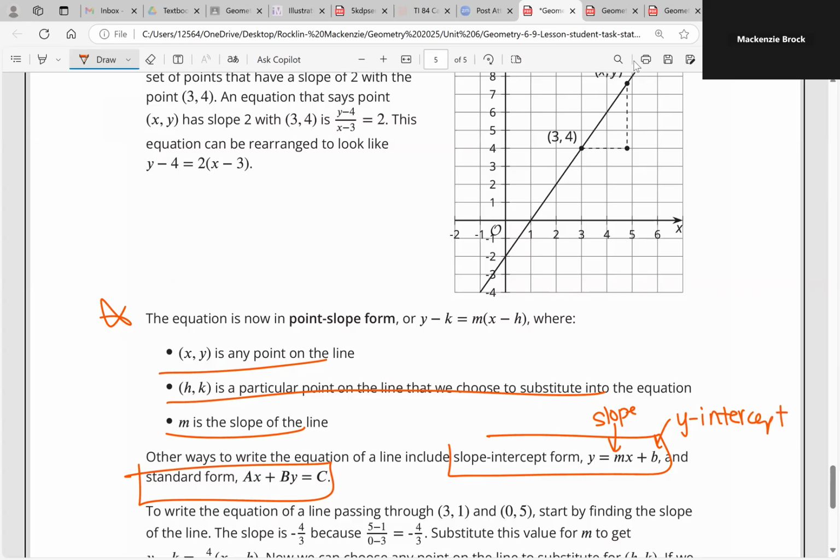And then standard form, ax plus by equals c, that's just where your x and y are all on the same side and they're whole numbers. We don't get it into standard form very often, but we do have to make it look different. But there's three types of formulas: point slope, slope intercept, and standard. So knowing those is important.